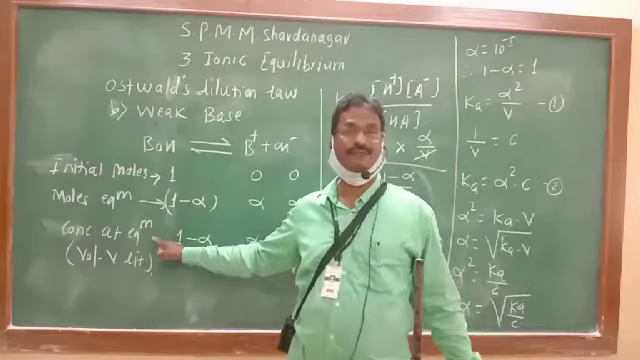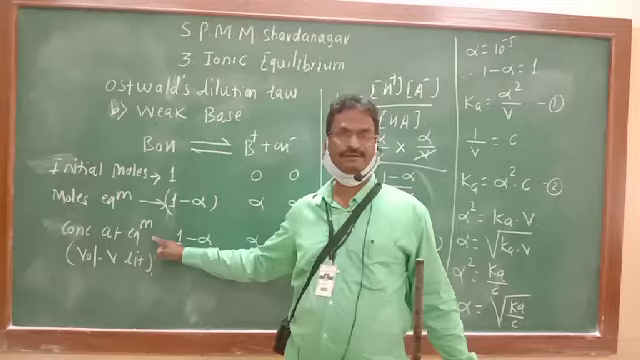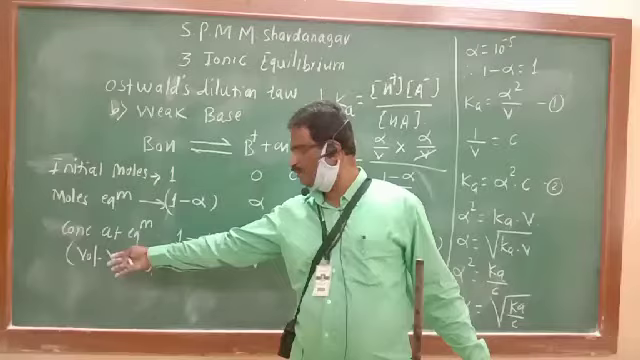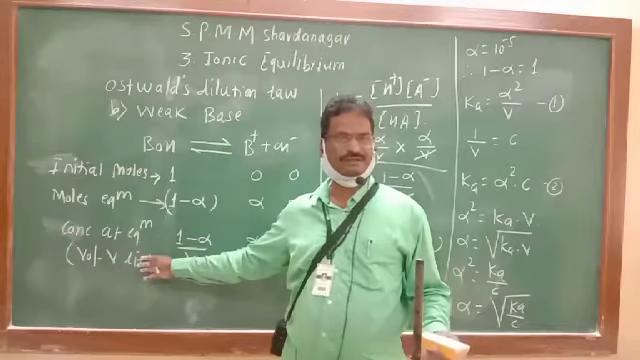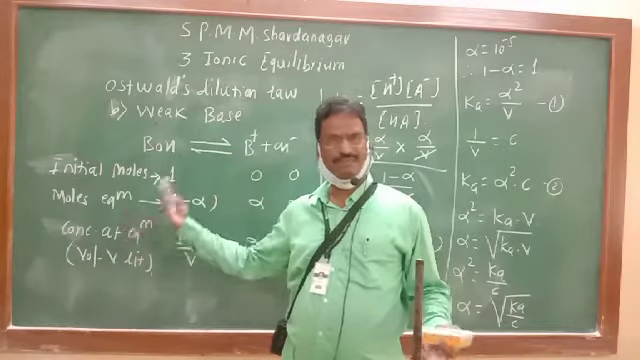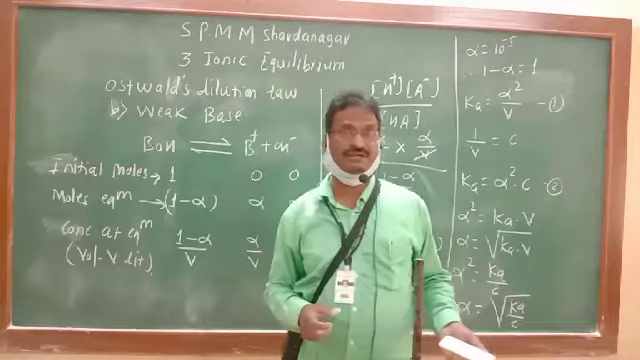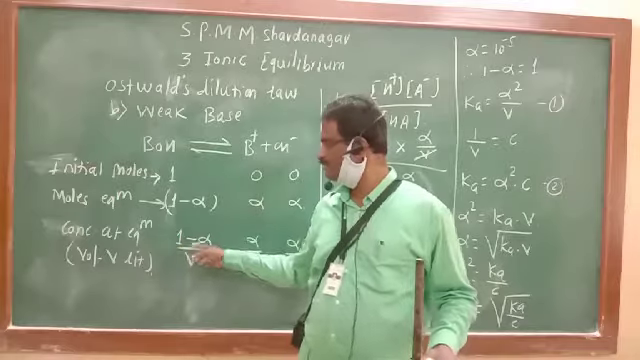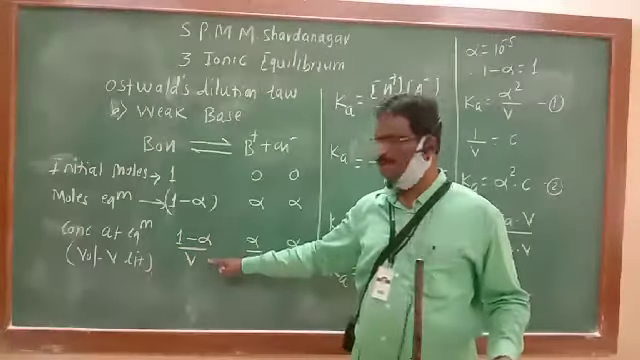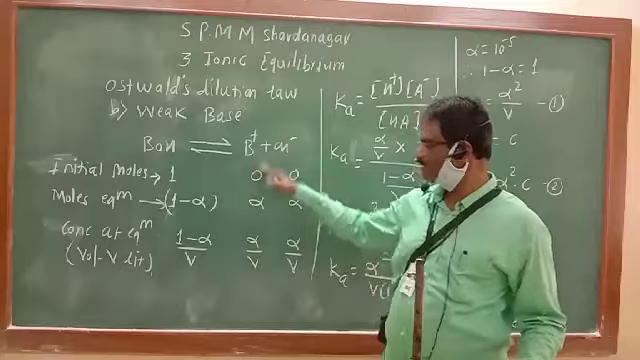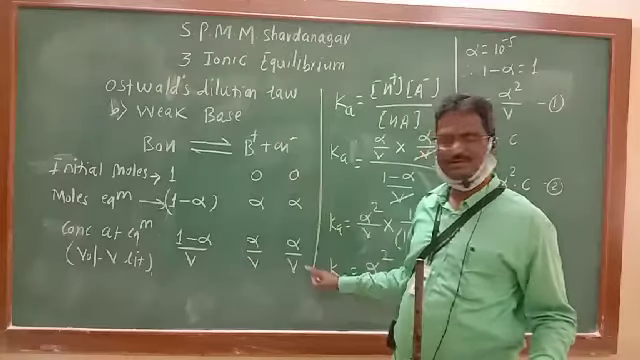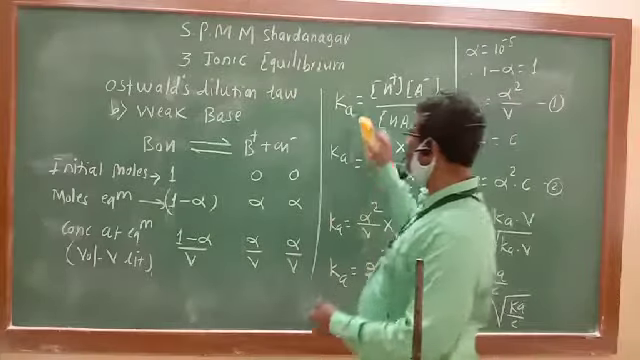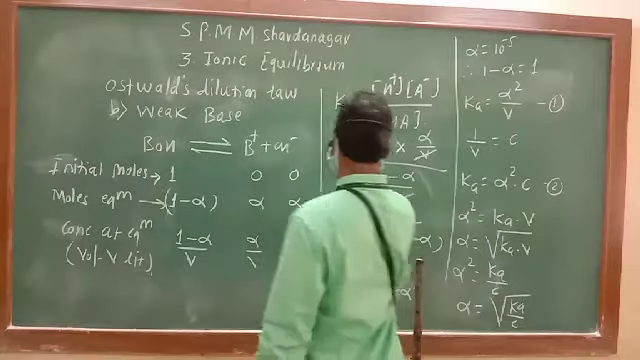Concentration at equilibrium is nothing but the ratio of number of moles to the total volume. Total volume we have considered as V liters for weak acid. For weak base also let us consider the same volume V liters. So concentration at equilibrium: BOH is 1 minus alpha upon V, B plus is alpha upon V, OH minus is also alpha upon V. Now instead of Ka, here it is Kb.